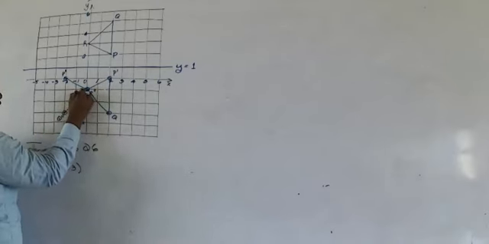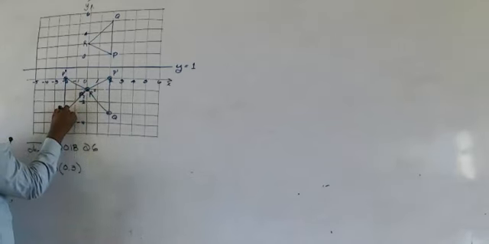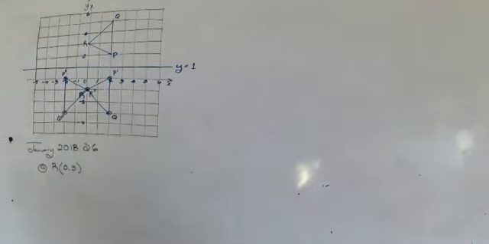Alright, this would have been R prime. Alright, this is what you should have. Do you have that so far? Then we are told to describe fully.